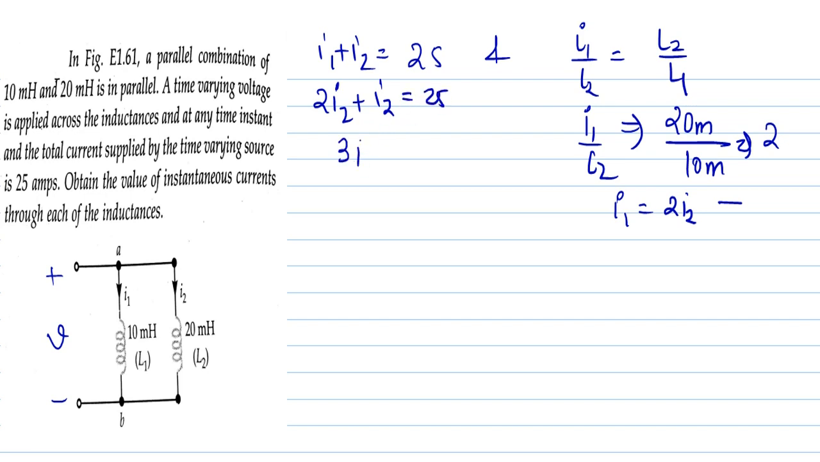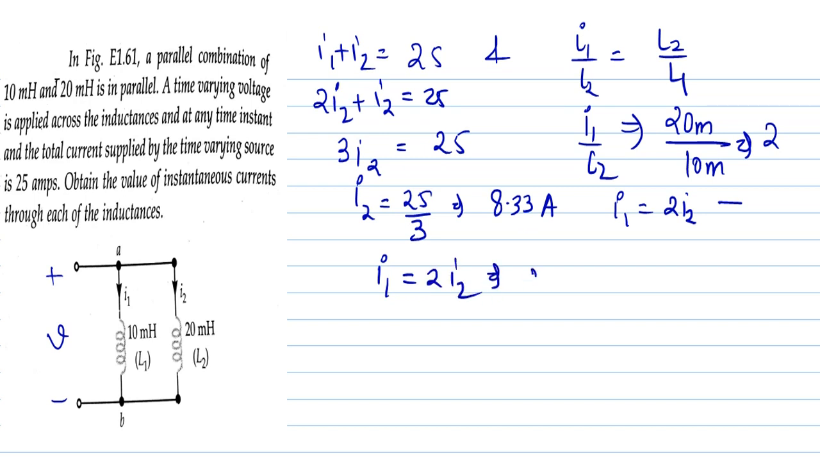So here we will get 3I2 is equals to 25, or we can get here I2 is equals to 25 by 3, or we can get 8.33 ampere here as I2 value. Now I1 is equals to 2I2, that is equals to 2 into 8.33. So that will give us 16.67 ampere.